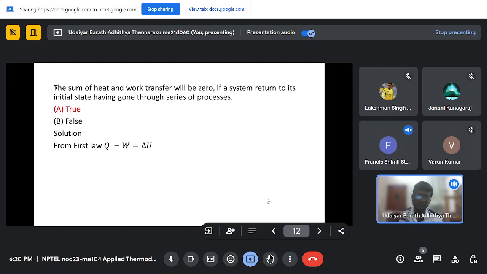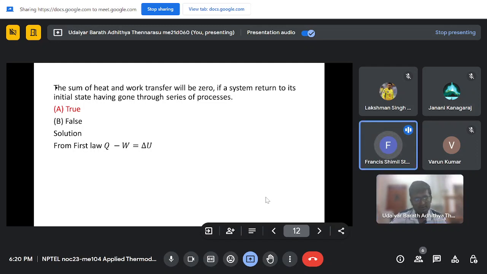Yes, sir. There will be some heat addition and some heat rejection, and also some work addition. So this sum of work and this sum of heat which is taking place will be equal when the system goes through a cycle. This will be true.